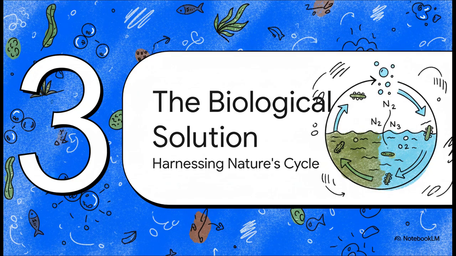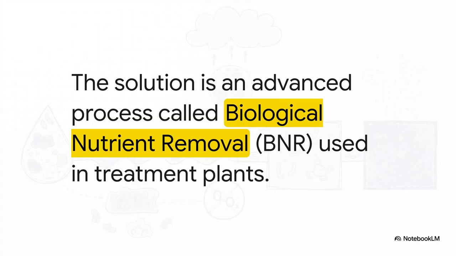But what if the best solution wasn't some harsh chemical, but life itself? Well, it turns out scientists and engineers have figured out this incredibly clever way to use biology to fight back. And the hero of our story is a process called biological nutrient removal, or BNR for short. This is the advanced tech used in modern wastewater plants that's specifically designed to hunt down and remove nitrogen before it ever gets a chance to escape into our waterways.